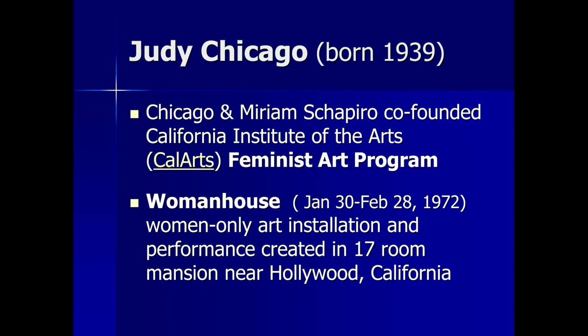Back in the early 70s, they founded the Feminist Art Program at the California Institute of the Arts. And one of their very famous projects was a woman-only art installation called Womanhouse. They got permission to create installations in this mansion that was about to be torn down near Hollywood, California. And so each woman was given a different room in which she created her installation. So it became an installation and a performance piece.